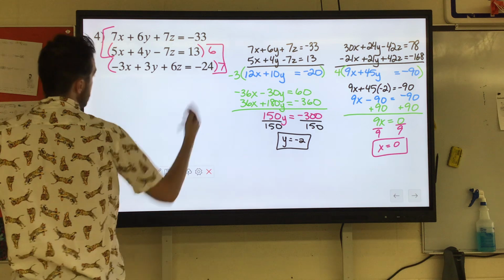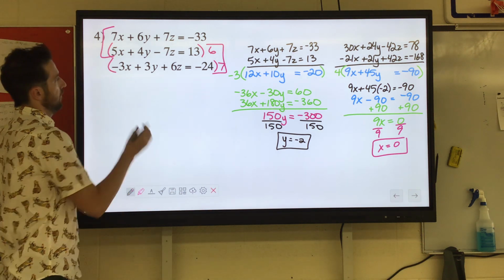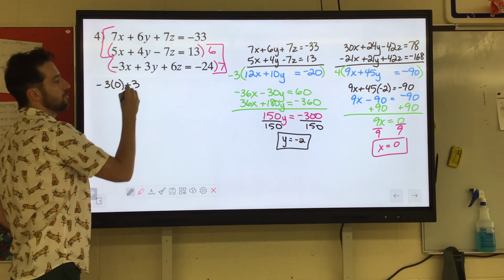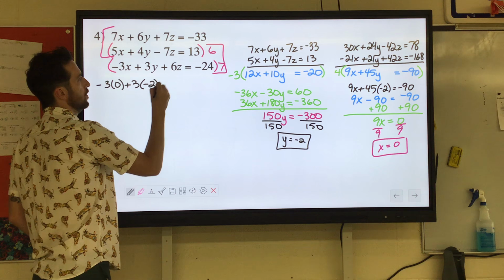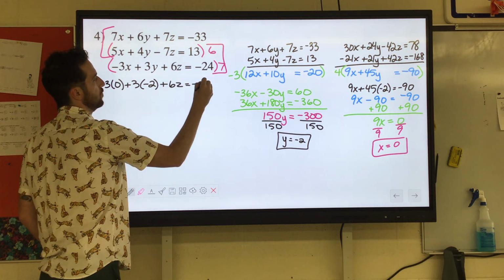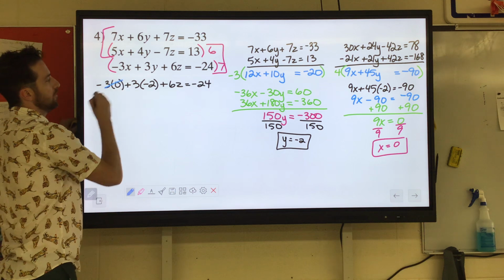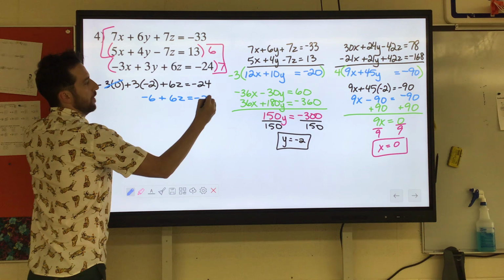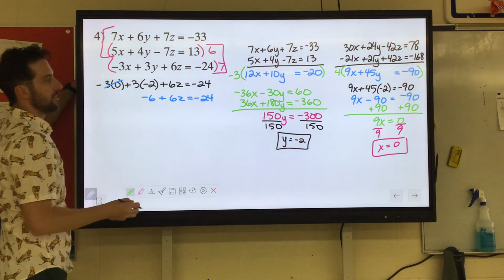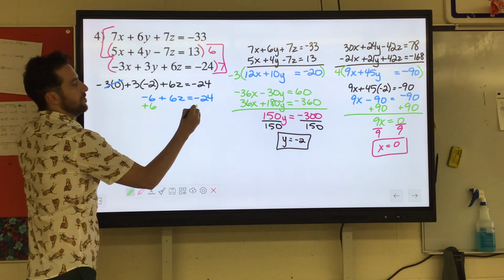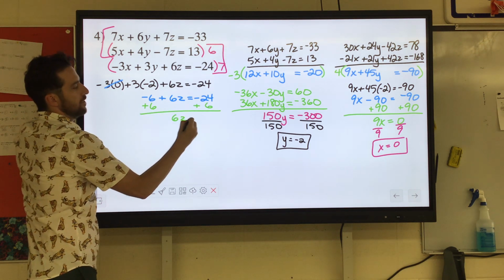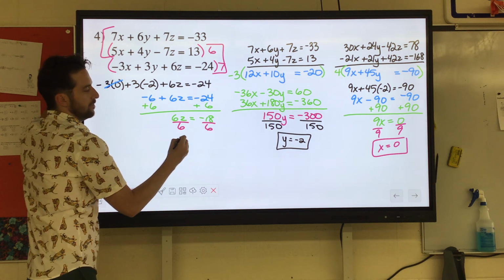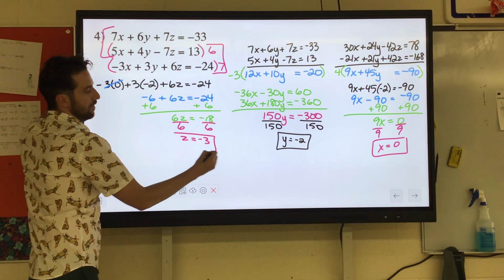We have x, we have y, we do need z. I think the last equation looks easiest to me. Negative 3x, x is 0, plus 3y, y is negative 2, plus 6z equals negative 24. Negative 3 times 0 is 0. 3 times negative 2 is negative 6. So negative 6 plus 6z equals negative 24. We could go ahead and add the 6 to the other side. 6z equals negative 18. And then divide it by the 6. Z equals negative 3. Fun!